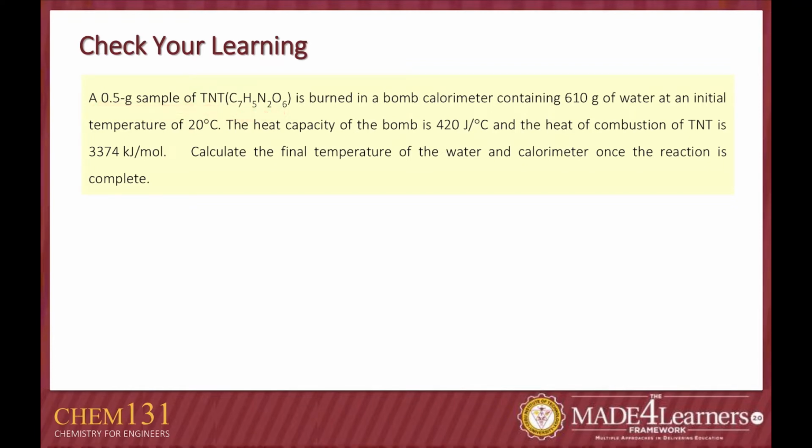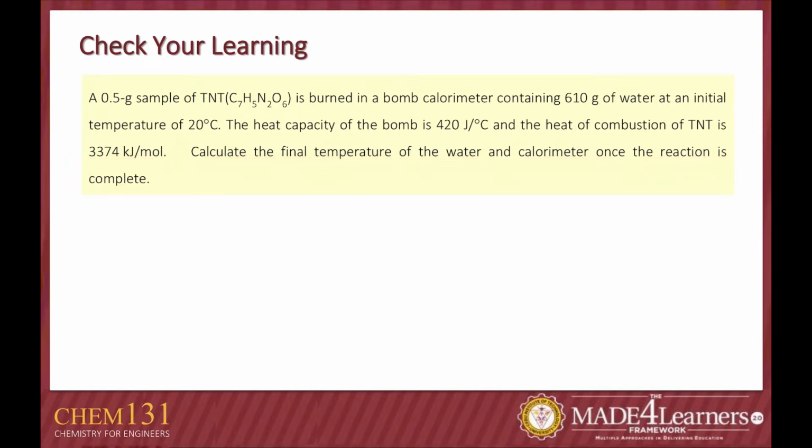C7H5N2O6 is burned in a bomb calorimeter containing 610 grams of water at an initial temperature of 20 degrees Celsius. The heat capacity of the bomb is 420 joules per degree Celsius, and the heat of combustion of TNT is 3374 kilojoules per mole. Calculate the final temperature of the water and the calorimeter once the reaction is complete.